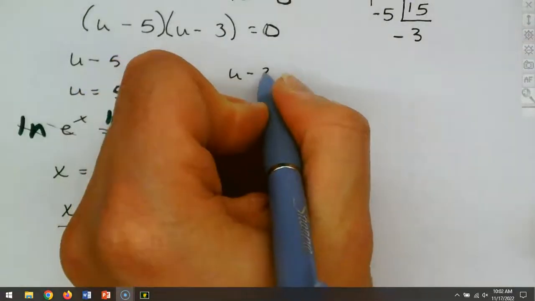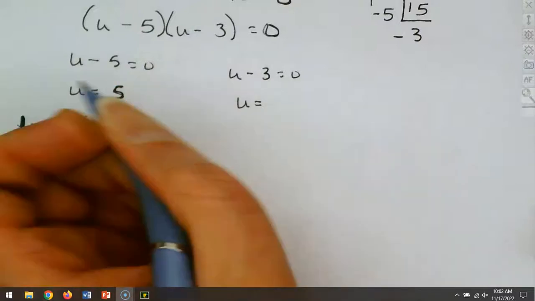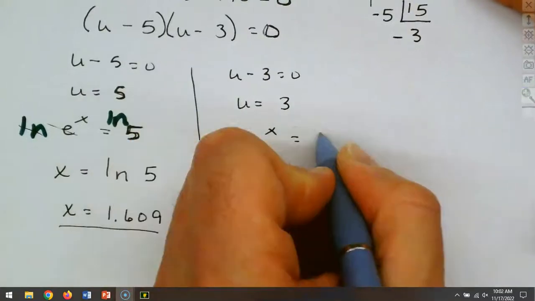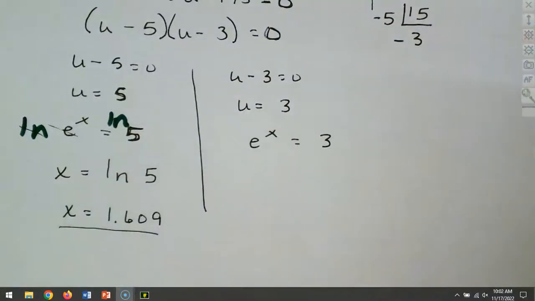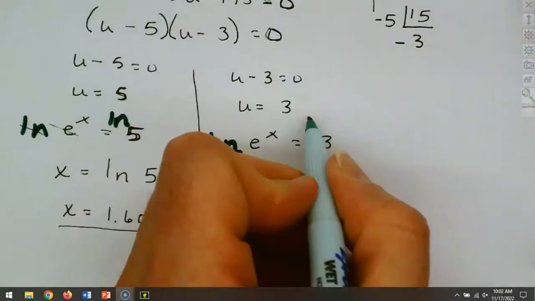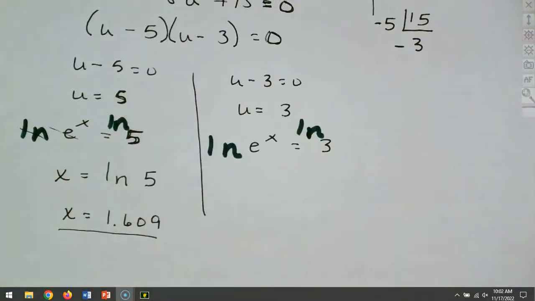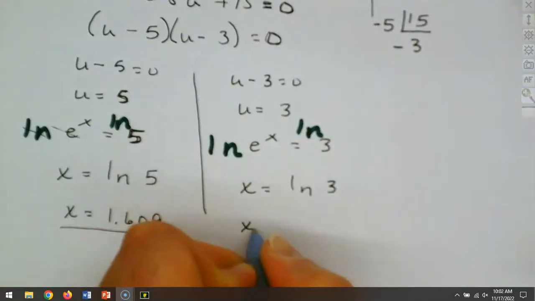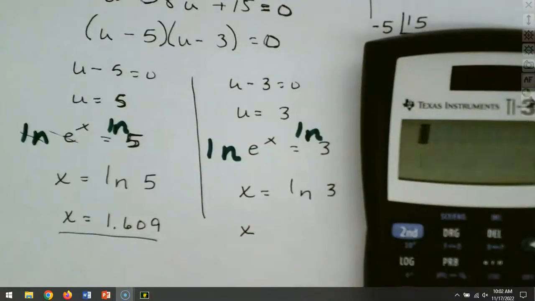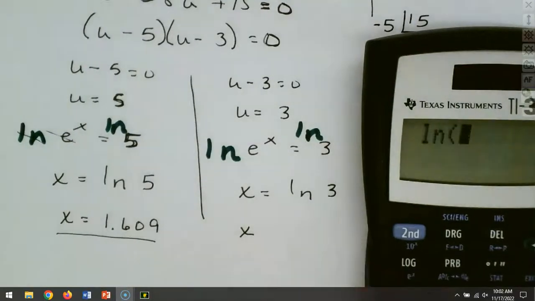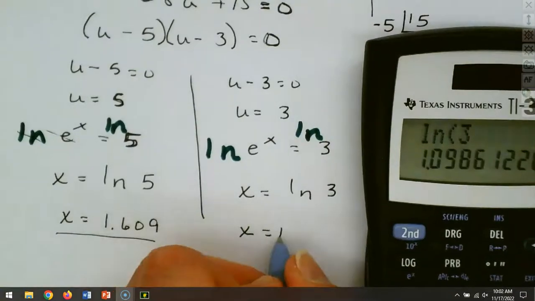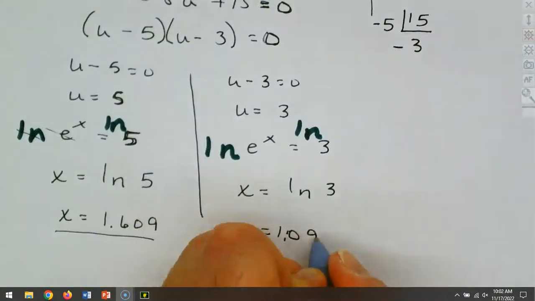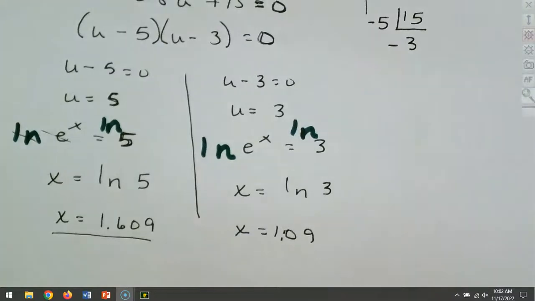u minus 3 equals 0. So u equals then 3. What is u? e to the x. How do we get rid of an e? We use an ln, right? They're inverses of each other. And that gives me then x equaling the natural log of 3. And using our calculator, the natural log of 3 is then 1.099 if we round. Close enough.